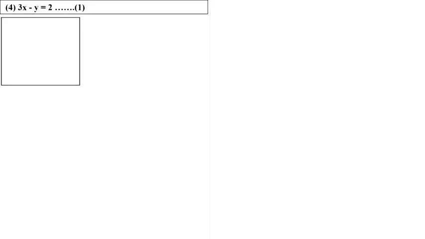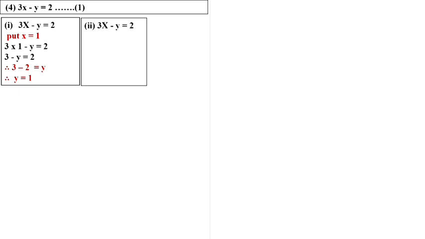Now the fourth one: 3x minus y equal to 2 is equation number 1. So we will put the value x equal to 1. So now 3 ones are 3, minus y equal to 2. So the 2 given on the right side is positive, and will come to the left side and become negative. 3 minus 2 is 1. So the y value is 1. In the same way we will solve the second one. So we will take the x value 0. In the same way we will solve. So here we get minus y equal to 2. It means y equal to minus 2. The minus sign will go to the 2.